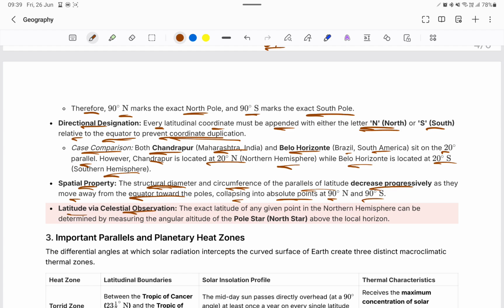Latitude by celestial observation. So how can we find the latitude by celestial observation? The exact latitude of any given point in the Northern Hemisphere can be determined by measuring the angular altitude of the pole star, the North Star, above the local horizon.